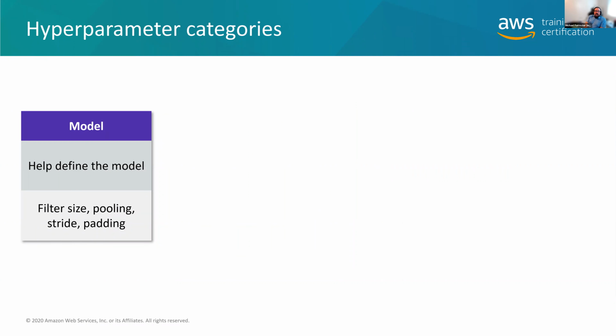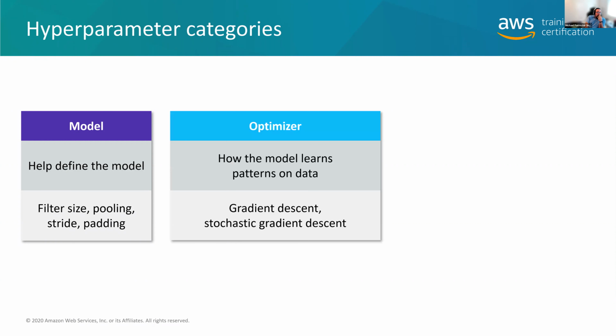There are a couple of different hyperparameter categories. The first are the ones that help define the model itself, like the size of filtering, pooling, stride, padding: basically things about how the algorithm is going to work and change itself to a certain degree. It's about the model itself. Now, how the model learns or optimizes towards the minimum of the loss function is going to be another set of parameters. You may have noticed earlier, one of them defaulted to stochastic gradient descent.